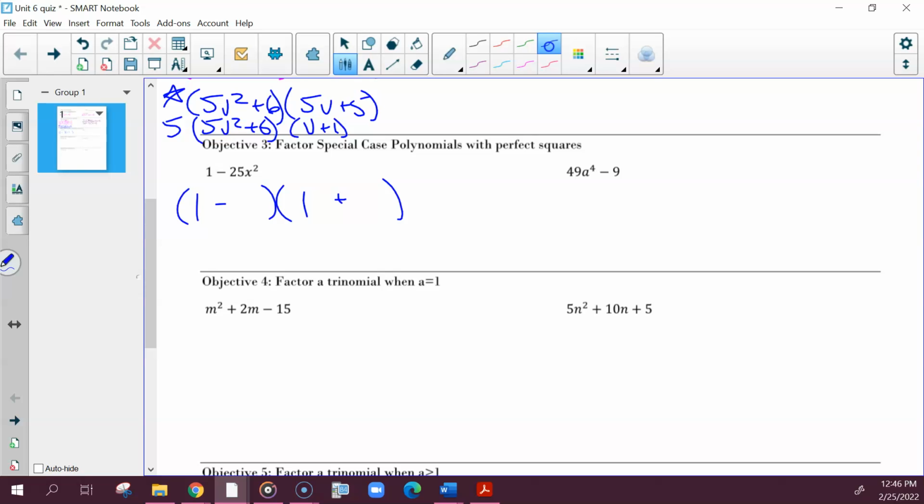So this has 1 first, so 1 would go first. What times what will give you 25? 5. And what times what will give you x squared? X times x. So you would put that next to your 5. Wherever your x term is, that is where it should be in your factors. And that would be your final answer.